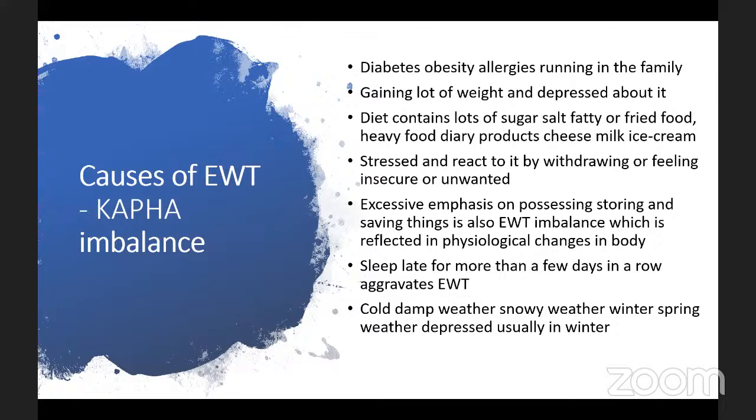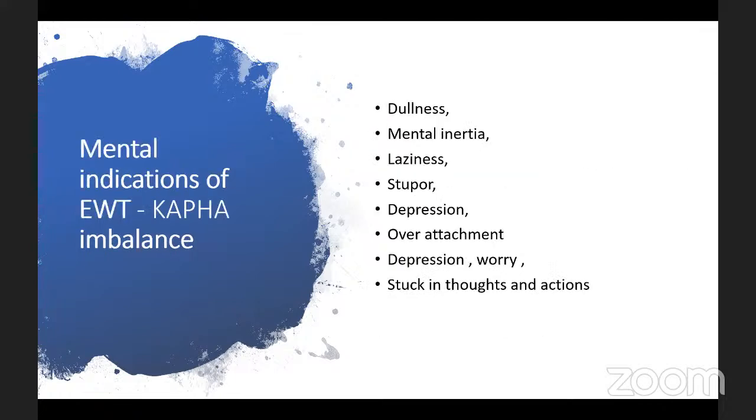Sleeping late for more than a few days causes disturbance in kapha. So does exposure to cold, damp weather, snowy weather, winter, spring weather. Usually they are depressed in winter because the slow, cold quality actually aggravates the kapha. So mentally they become dull, mental inertia sets in. They become lazy, with a lot of stupor, depression, over attachment to things, over attachment to people, over attachment to food, depression, worry. They get stuck in their thoughts and stuck in their actions when there is disturbance in this kapha.